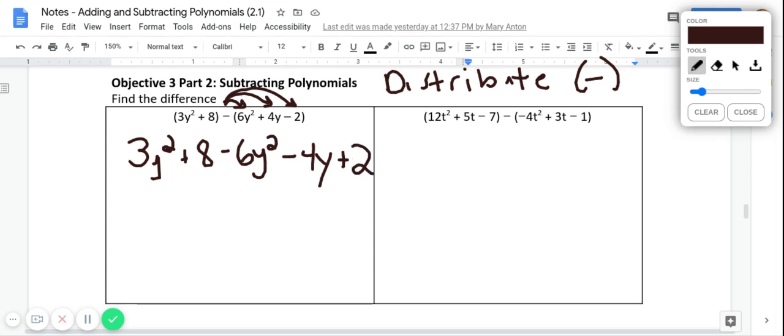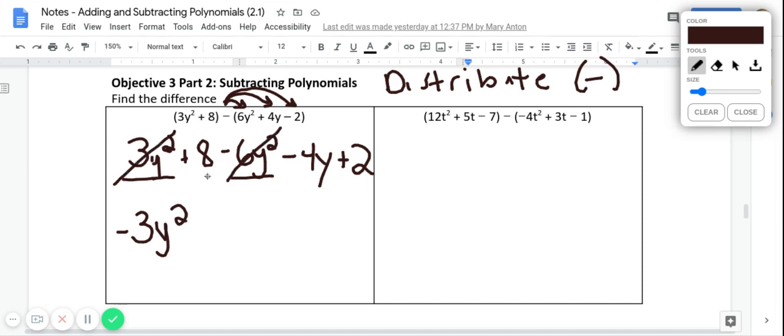And now we combine like terms, just like we did before. So now we see we have a y squared term here and here. So we have a 3y squared minus a 6y squared. So it's really like 3 minus 6, which is negative 3, y squared. Now those terms are accounted for.